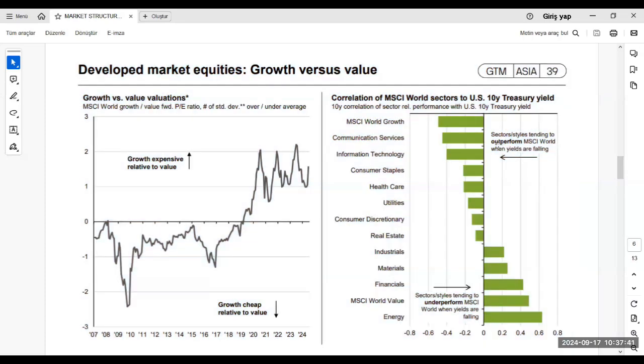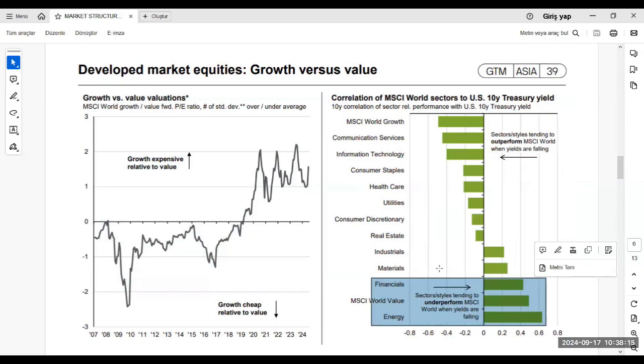So if the yields are falling, meaning that the interest rate is decreasing, which sectors can outperform in equity valuation? Please look at this. Communication, information, consumer staple, healthcare, and utilities. So when the interest rate is decreasing, don't put your money in energy or financials or materials. Is this point clear? This is really, really important.